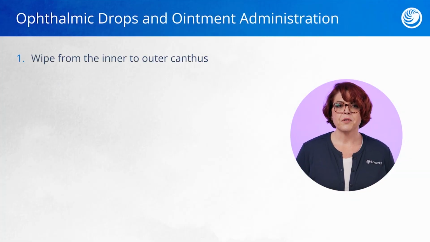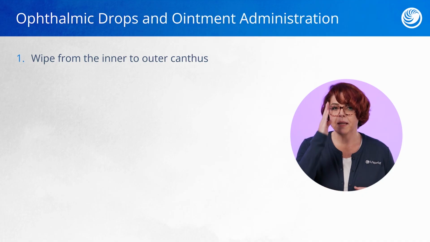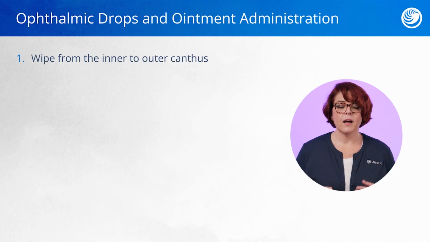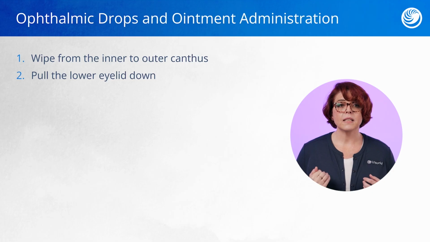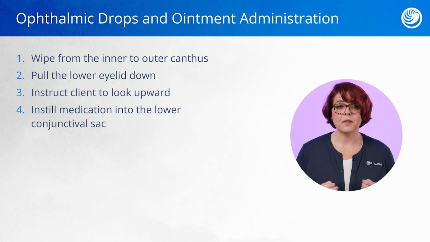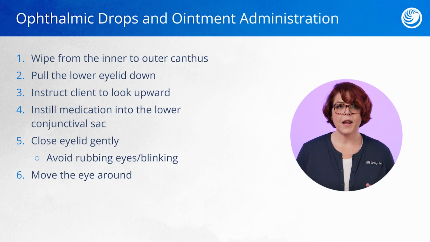1, I'm going to make sure that I'm wiping my patient's eye from the inside to the outside. I'm going to make sure I'm pulling that lower eyelid down while I'm asking them to look up. And then I'm going to instill the medication in that lower conjunctival sac. Once that medication is instilled, I'm going to have my patient gently close their eyes, don't rub, and they can look left and right, up and down to get that medication moved around.